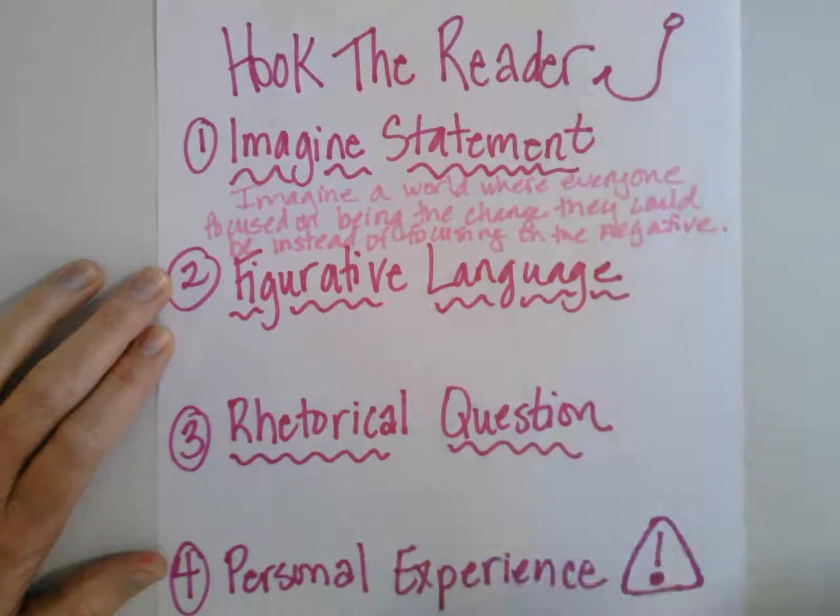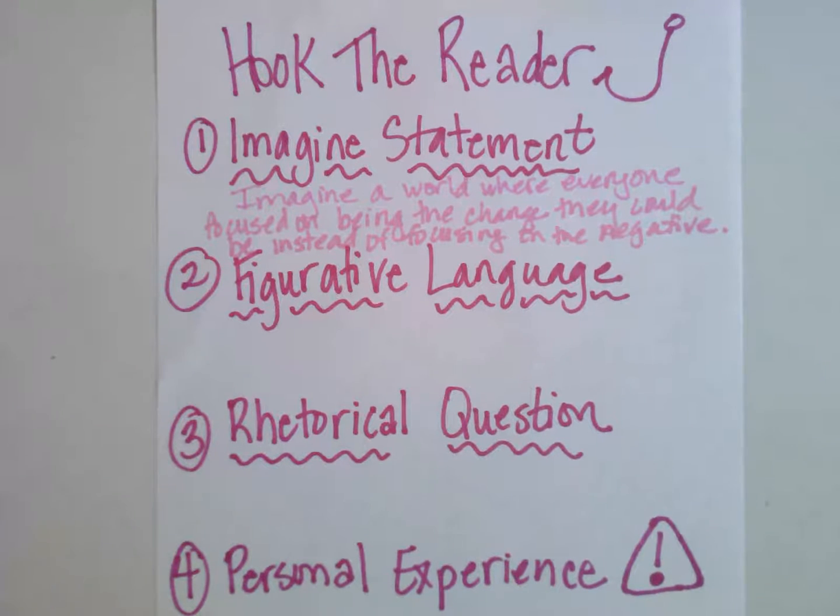So this is how I could hook my reader with an imagine statement. Imagine a world where everyone focused on being the change they could be instead of focusing on the negative. This is a possible hook. From this hook, I would go to my glue statement, where I would say something like, that is the type of world that I would like to be a part of, or that's the type of world that everybody dreams to be a part of. And then you would go into your controlling idea. It is important to focus on the things you can change because, and then your reasons. So that's the first way that you can hook the reader, an imagine statement.